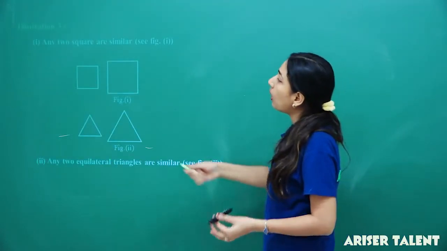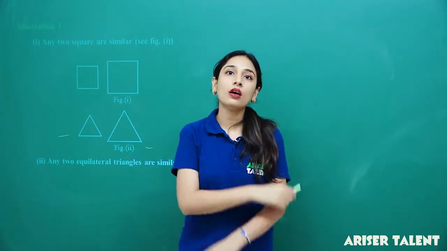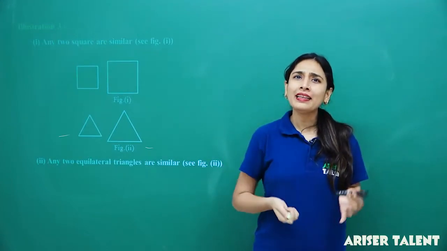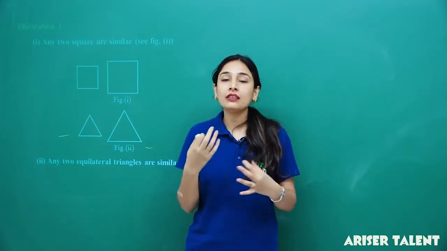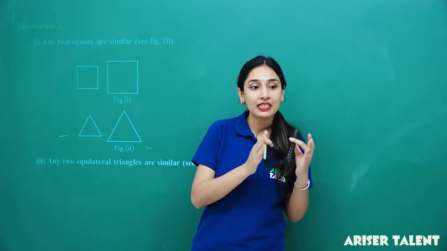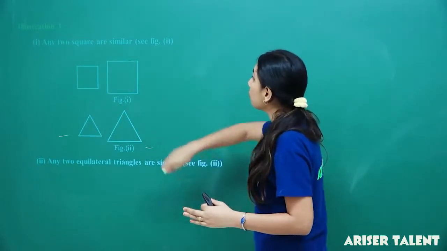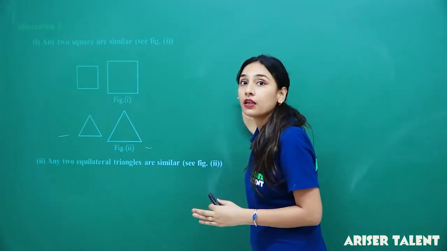Moving forward, about any two squares. Any two squares are also similar. So you are like, what are you telling us, ma'am, this is also similar, this is also similar. We can say that similar sometimes and not similar sometimes. We will be going there also. But first look at this. Any two squares are similar.